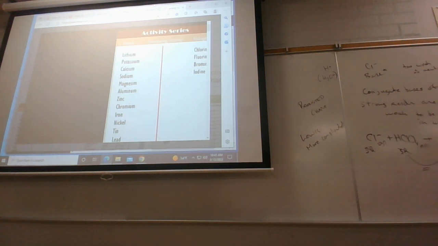Do double replacements fit in redox? No. What other types of redox reactions do we have in addition to single replacement? In terms of redox, we'll start off with element plus element combination, and the reverse would be decomposition.